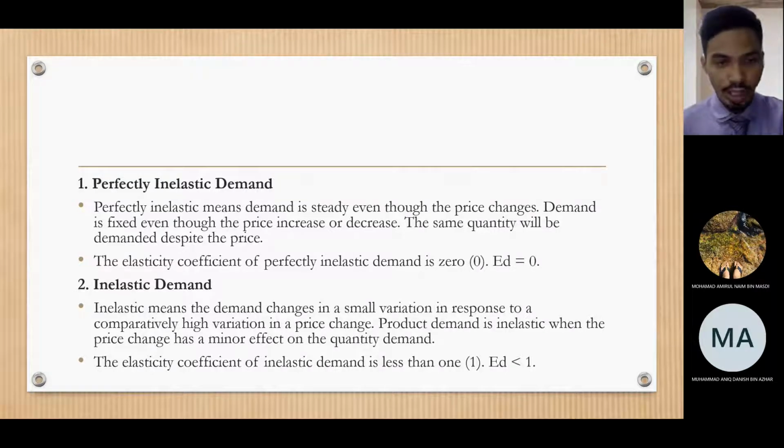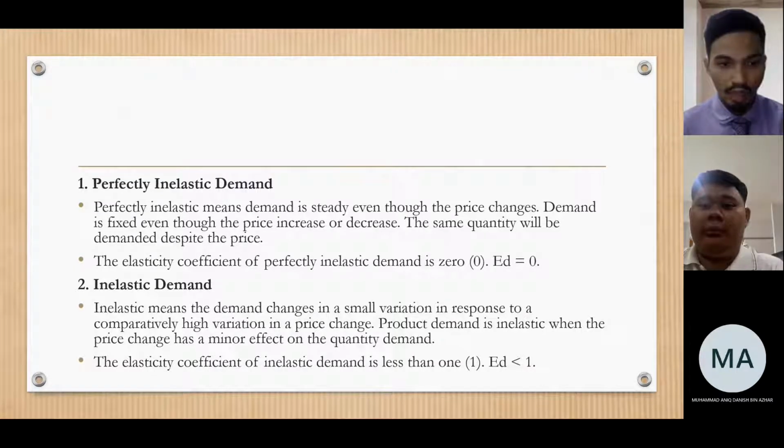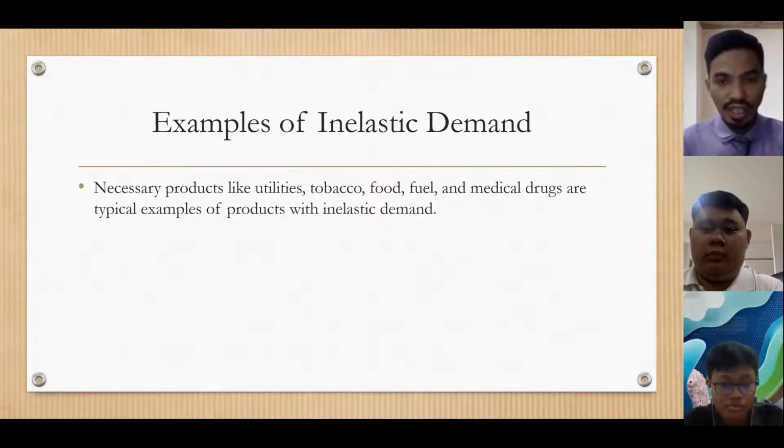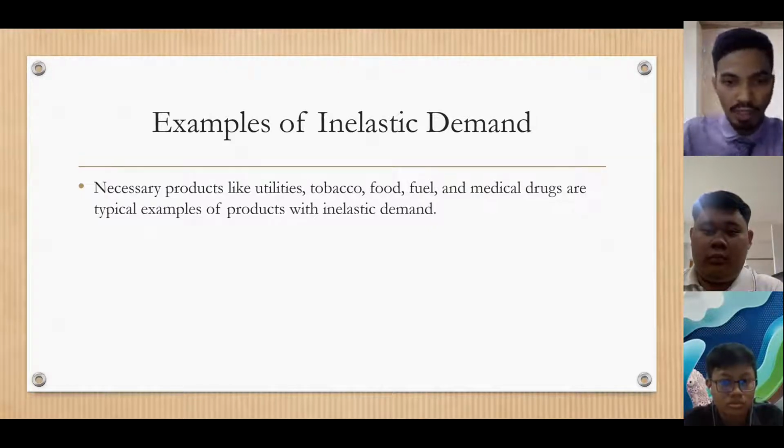Inelastic demand. Inelastic means the demand changes by a small variation in response to a comparatively high variation in price. Product demand is inelastic when the price change has a minor effect on the quantity demanded. The elasticity coefficient of inelastic demand is less than 1. Examples of inelastic demand: necessary products like utilities, tobacco, food, fuel, and medical drugs are typical examples of products with inelastic demand.